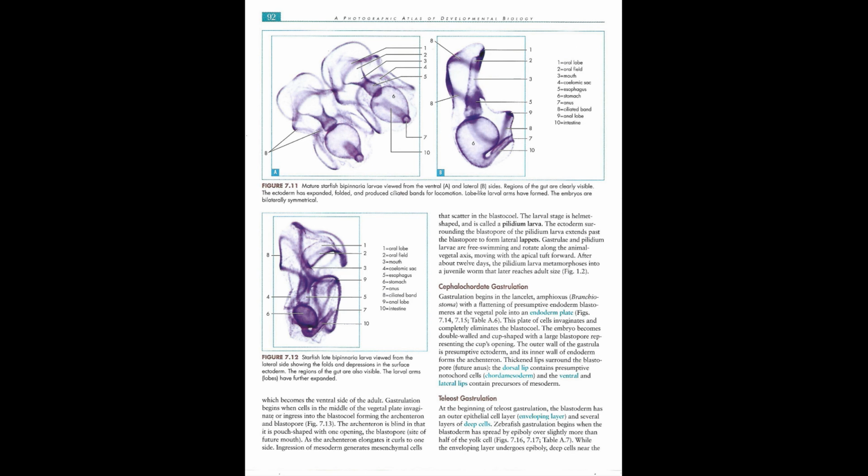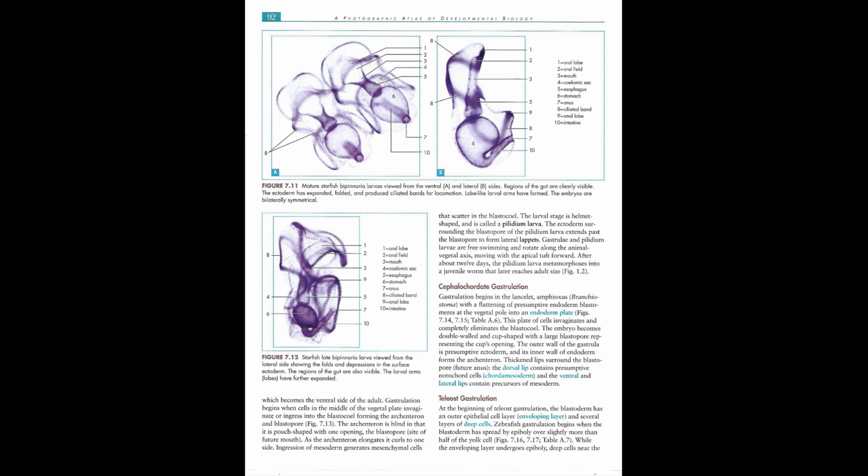The larval stage is helmet-shaped and is called a pilidium larva. The ectoderm surrounding the blastopore of the pilidium larva extends past the blastopore to form lateral lappets. Gastrulae and pilidium larvae are free-swimming and rotate along the animal-vegetal axis, moving with the apical tuft forward. After about 12 days, the pilidium larva metamorphoses into a juvenile worm that later reaches adult size, Fig. 7.13.